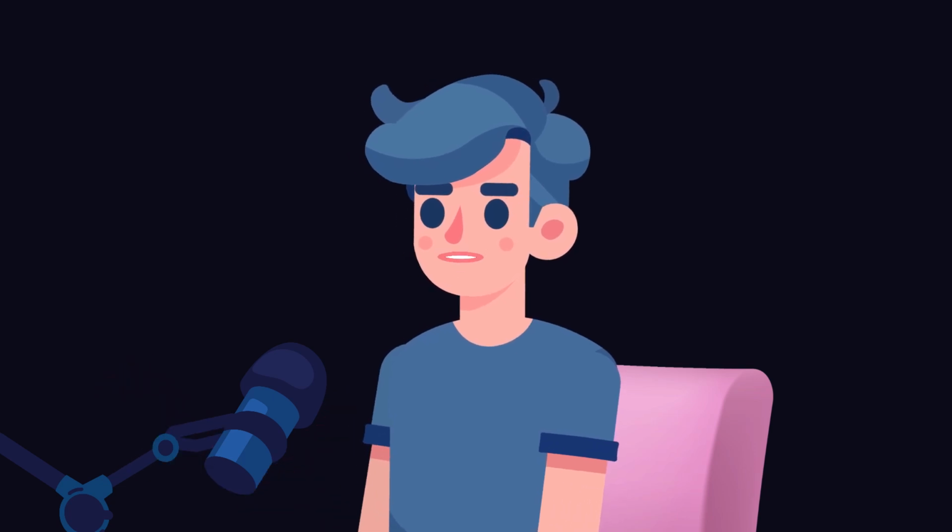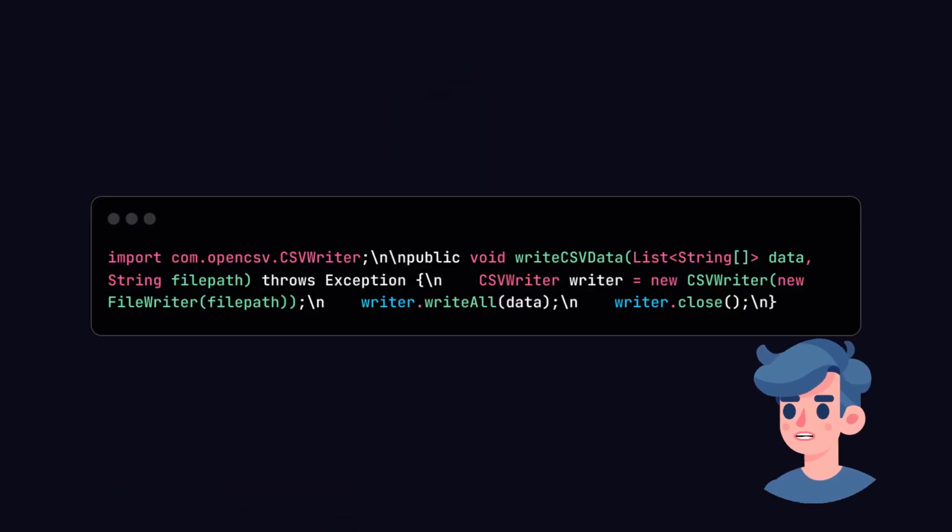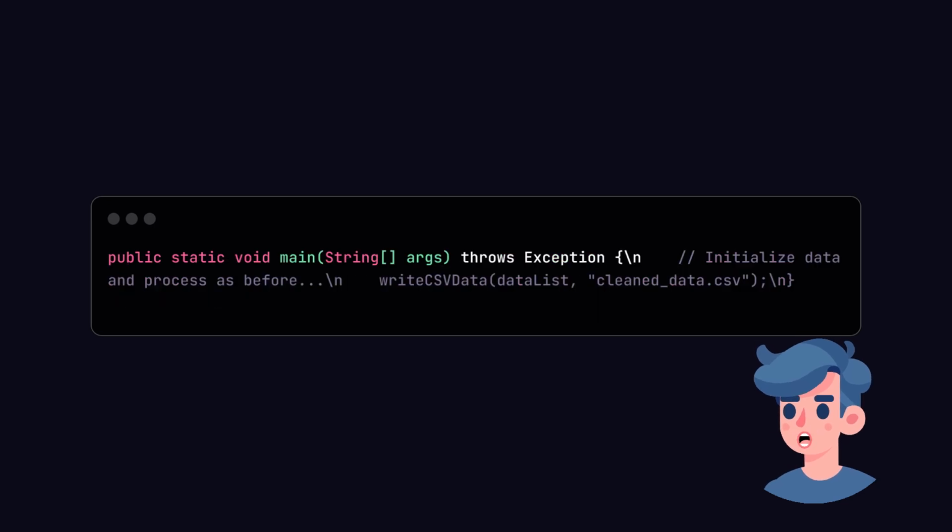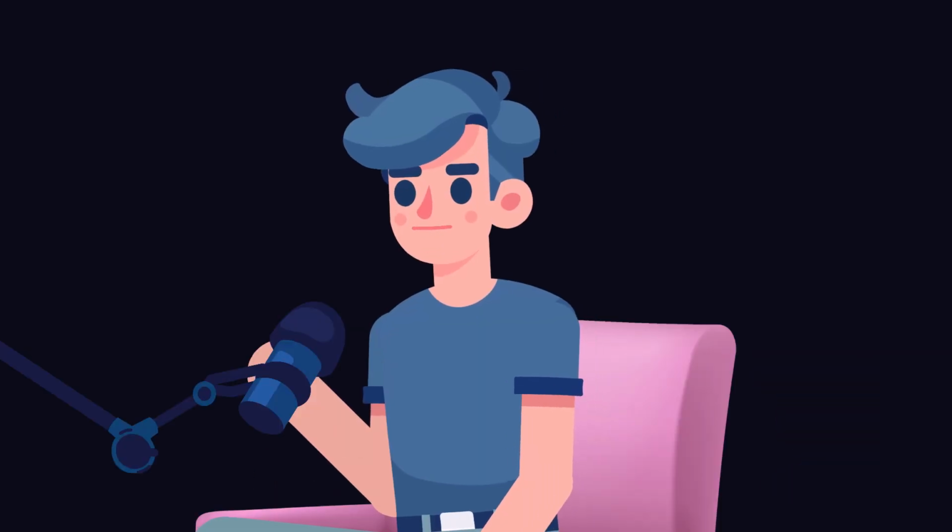Finally, we might want to export our clean dataset back to a CSV format for further analysis. Let's write a method to do that using OpenCSV. The writeCSV data method takes a list of strings and a file path and writes the clean data to the specified CSV file. Let's implement this method in our main function. After running this program, you should find a new file named cleaned_data.csv in your project directory containing your clean dataset.